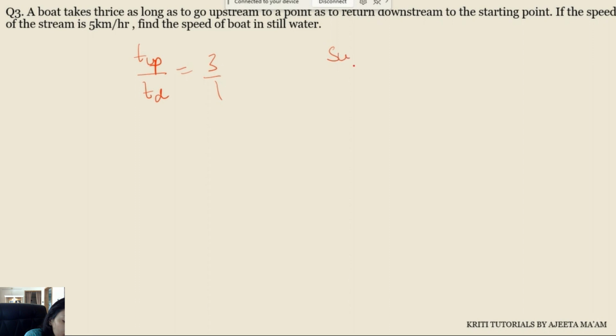Again, the speed of the upstream upon speed of downstream. What will be the ratio? Reverse. Very good. 1 upon 3. Now, upstream speed is how much? X minus y. Downstream speed is how much? X plus y. So what will you get? And this is the equation.